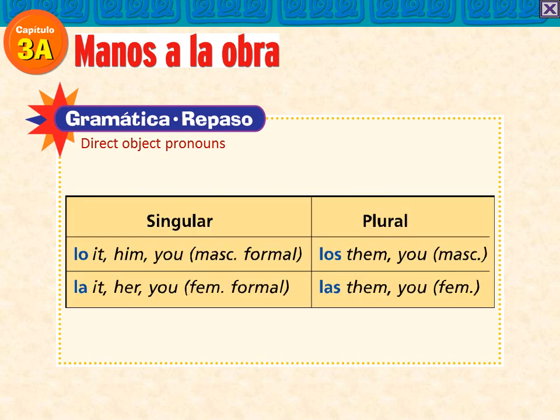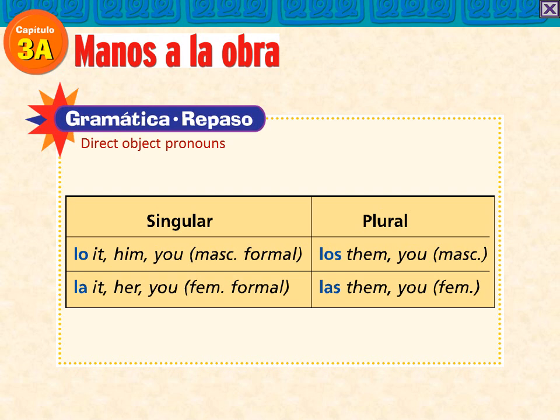Okay, kids, so here are some of our direct object pronouns. We have lo, which can be it, him, or you, masculine formal. So lo replaces a masculine singular noun. La can be it, her, you, feminine formal. And again, la would replace a feminine singular noun.